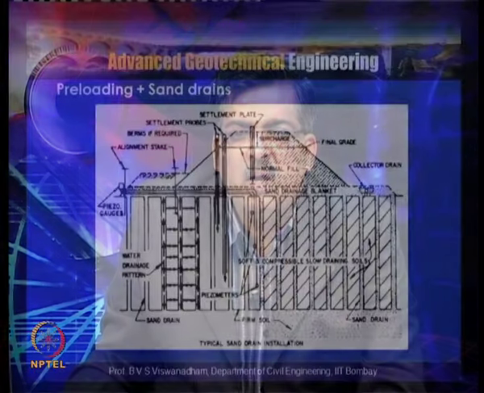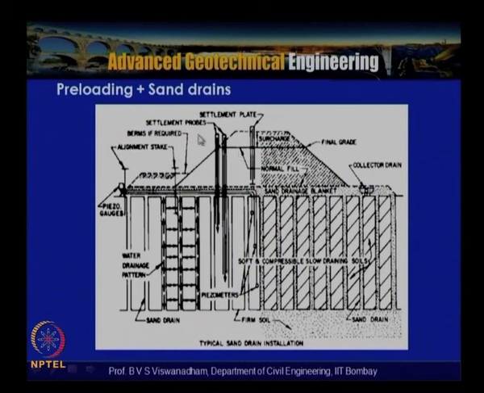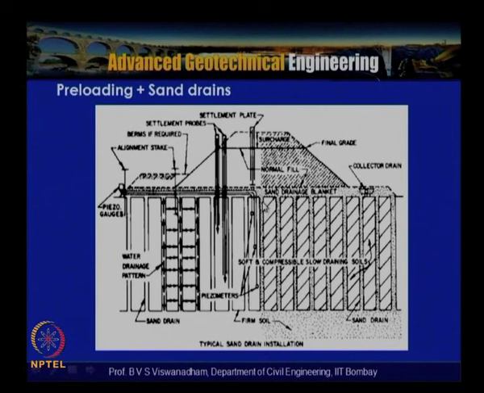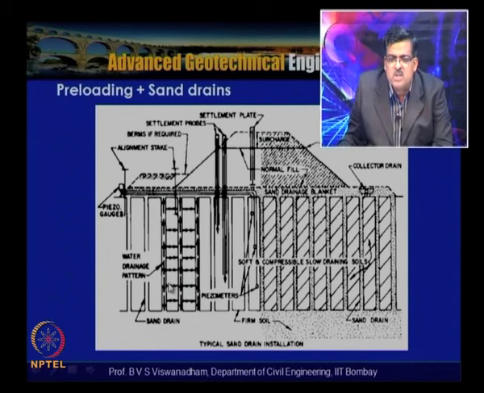So this is a typical preloading versus sand drains cross section, wherein a typical sand drain is placed in a compressible soil, and this is the collector drain, and this is the drainage blanket. What is shown here is that you can see the water migrates along the drainage path. This drain facilitates the water, and in the case of double drainage, water flows in this direction and in this direction.